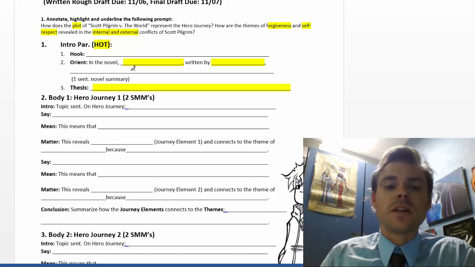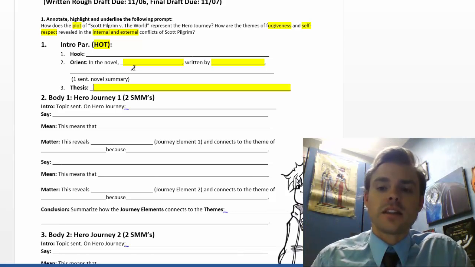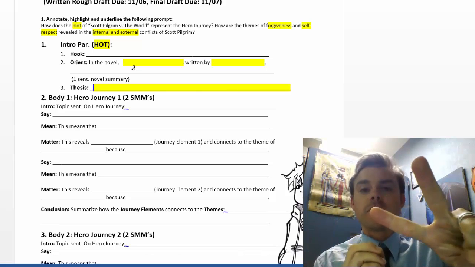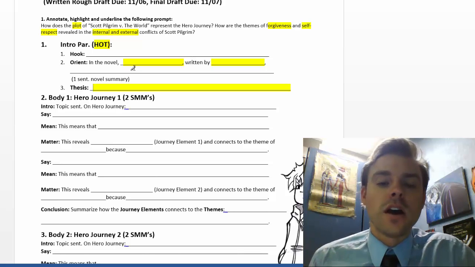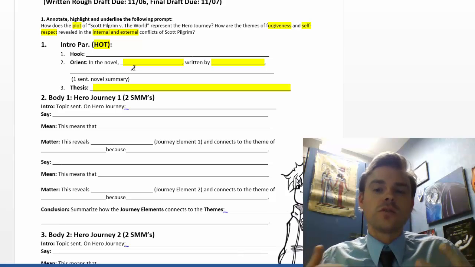One element being the conflict, so internal and external, and the themes are in pairs as well: forgiveness and self-respect. And you have how many body paragraphs? Two, right? So you have two body paragraphs and two pairs of elements to work with. So you have two saying matters and two body paragraphs.